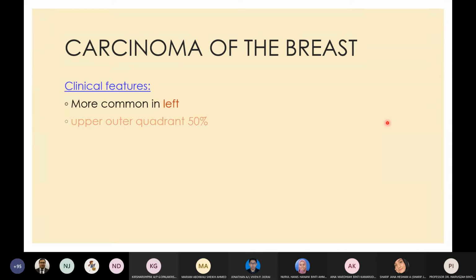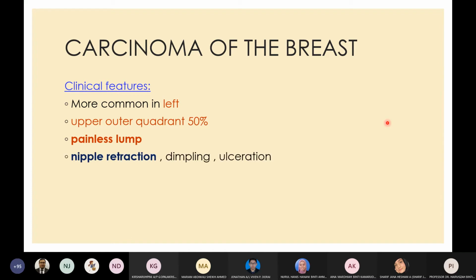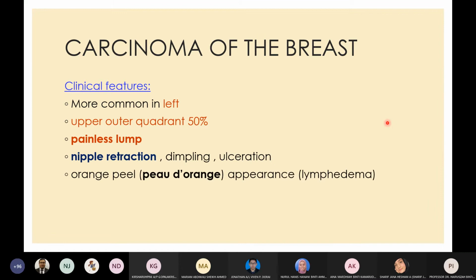Okay, going into pathology. Carcinoma of the breast clinically somehow is more common on the left. We don't know why. Upper outer quadrant also, we're not sure why. As I said, a painless lump, but they can have all these other features that you also have mentioned. Nipple retraction, skin changes, orange peel appearance. Have you heard of this?